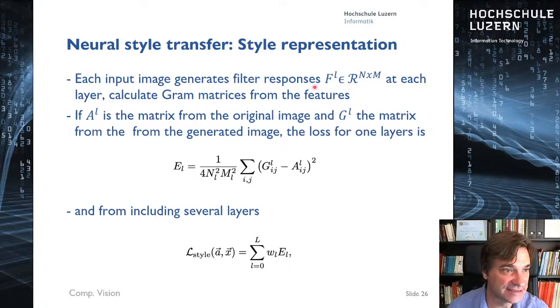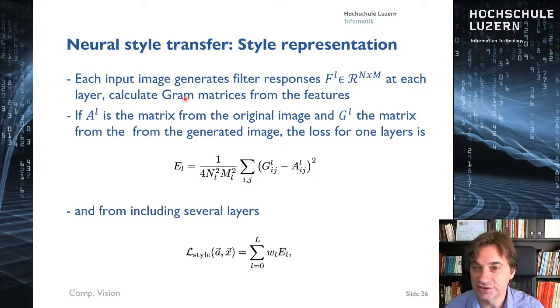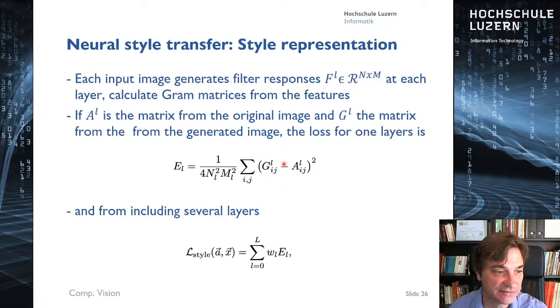So for the style we also calculate the filter responses, but then we calculate those gram matrices that we have seen before, which is the sum of the dot products of all the feature vectors at one layer. And again we can calculate the difference between the gram matrices from the original and the generated image as the loss function, and this we can include from several layers.